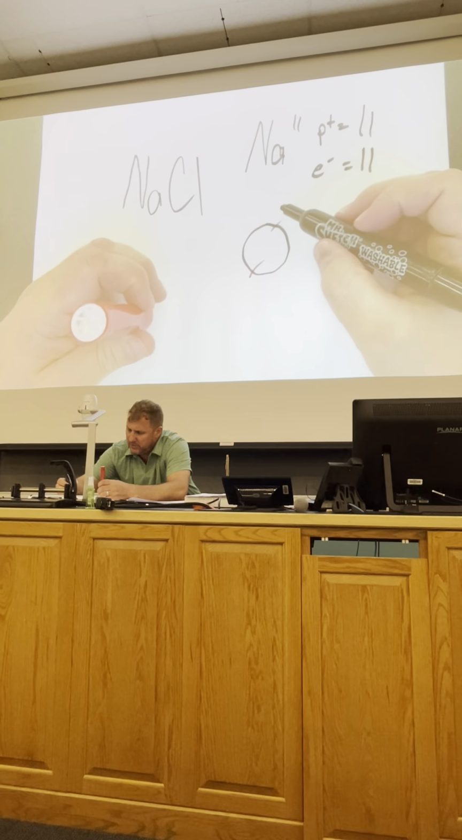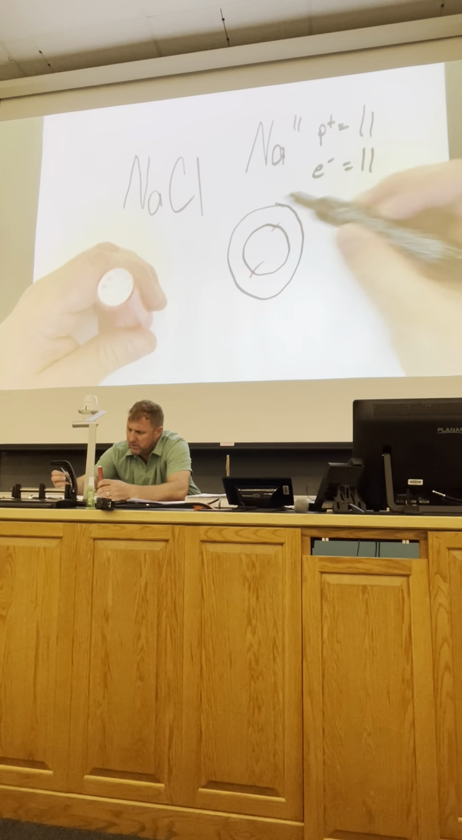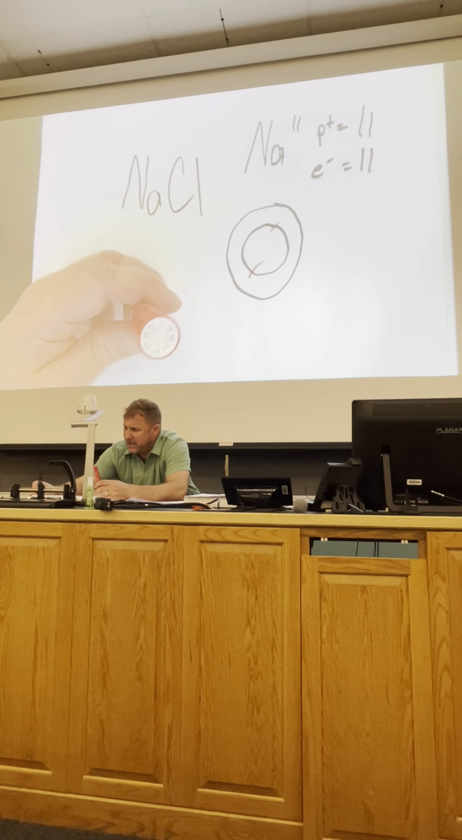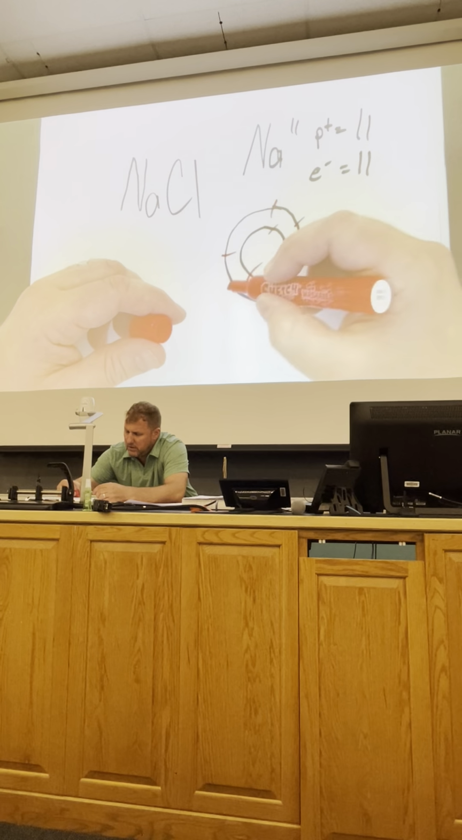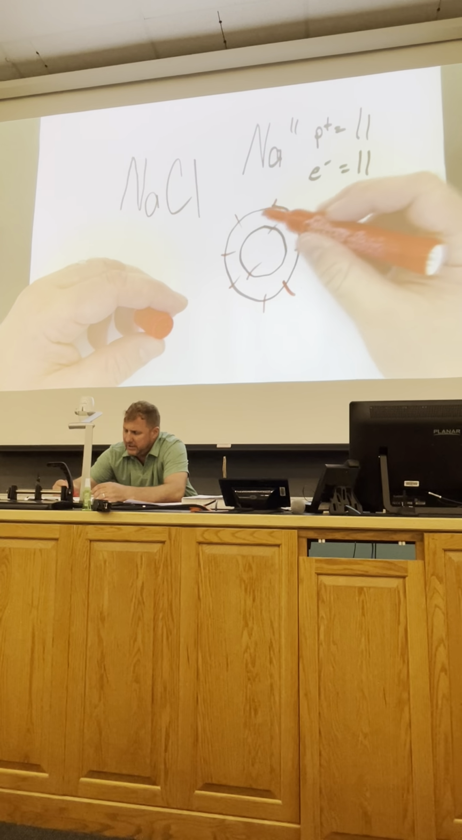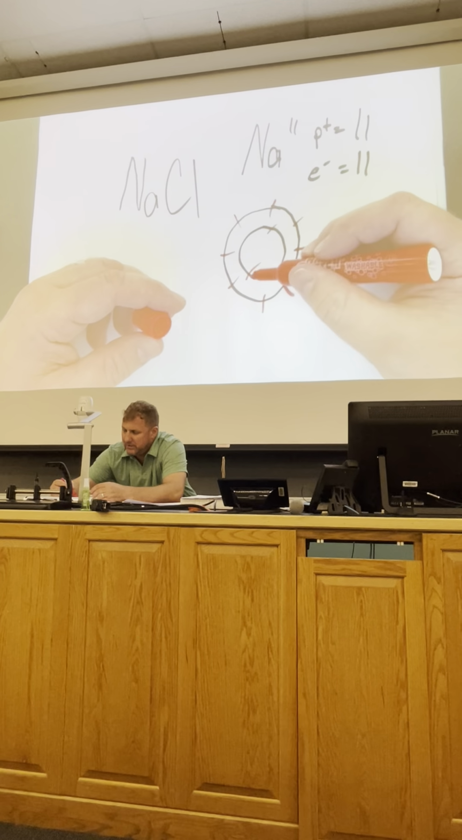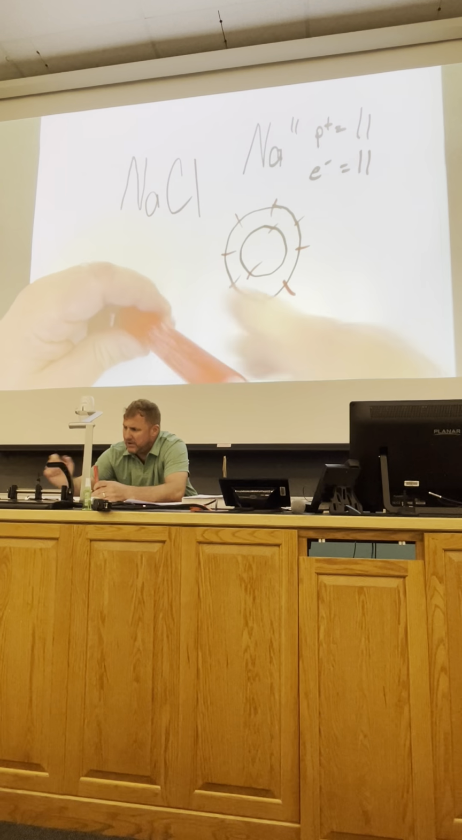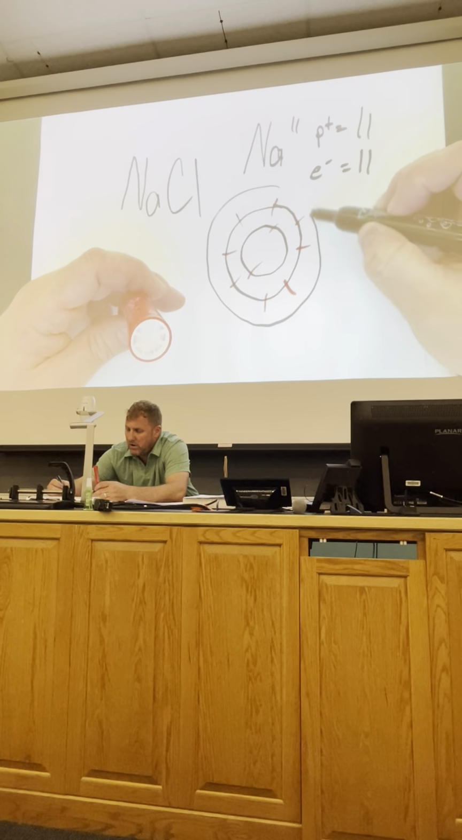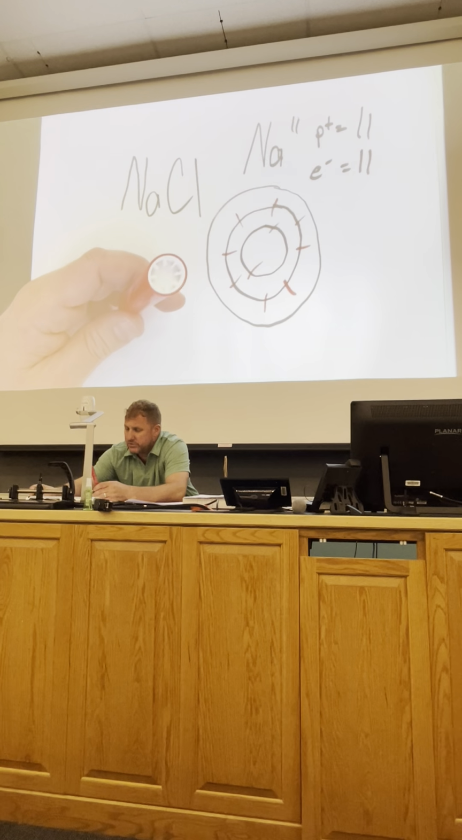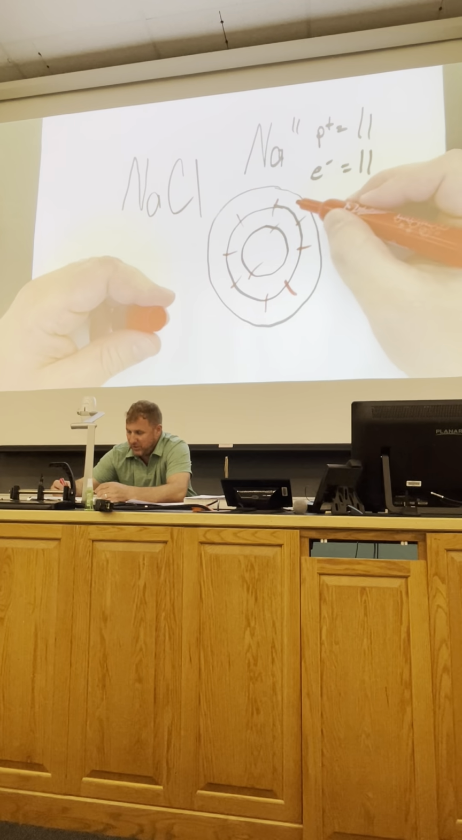So now what do I gotta do? Another shell. Draw another circle. How many is that gonna hold? 8. So there's 8, 9, 10. What do I gotta do now? 1 more. And then what do I put on this one more circle? 1 more electron.